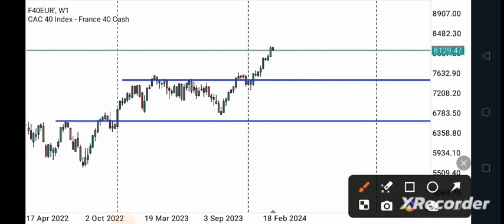The same could be said about this area over here, which some would say is a very strong level of support, and we saw a breakout to the upside.